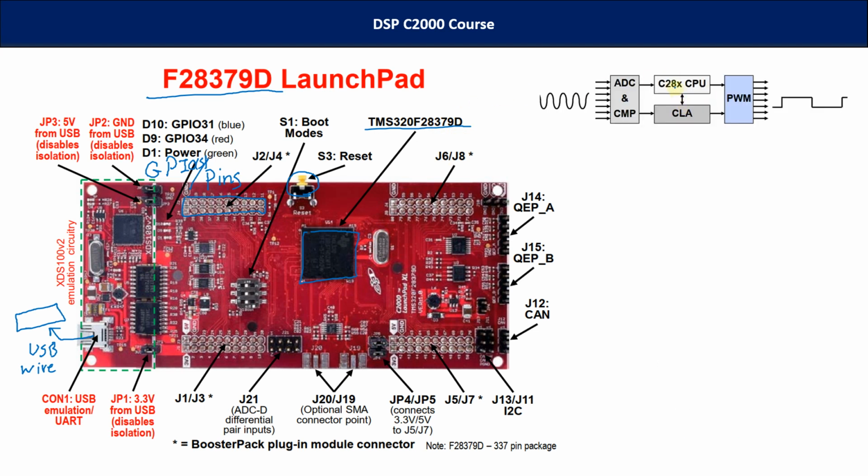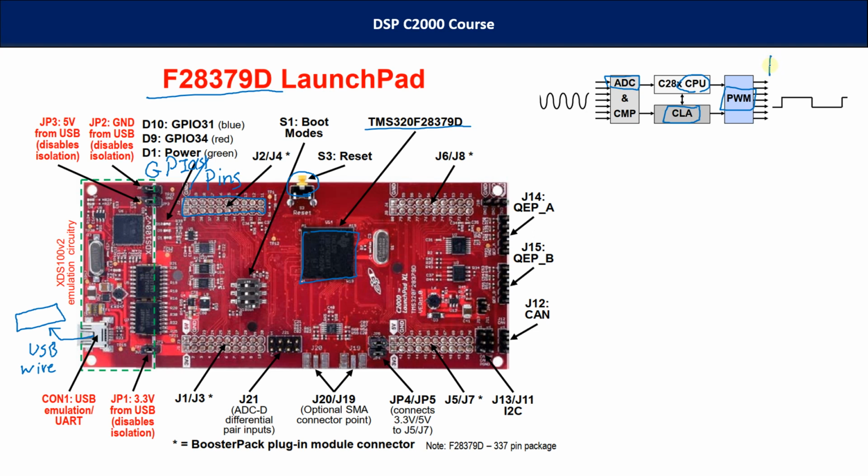This is our core. We've got CPU and CLA, and we've got ADC, with which you can change the analog signal to a digital one. And here we've got PWM. So we basically can connect these PWM signals to our converter.